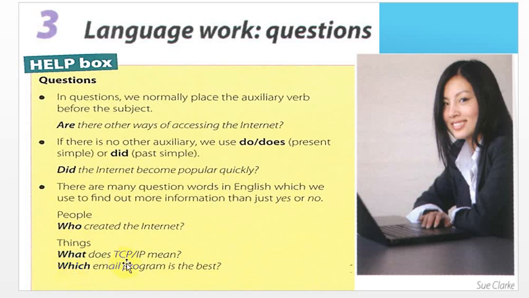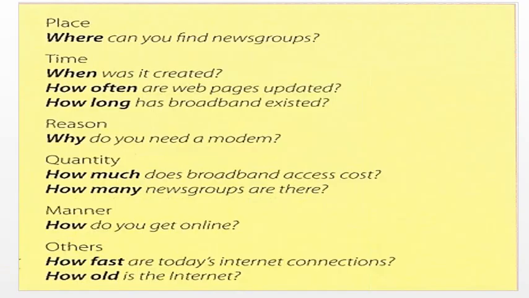Things. What and which are used to ask about things. What does TCP/IP mean? It is a thing. And what is the meaning of TCP/IP? Which email program is the best? Which also asks about things. And here in this slide we can see that where asks about the place. Can you find newsgroups? It talks about the place.